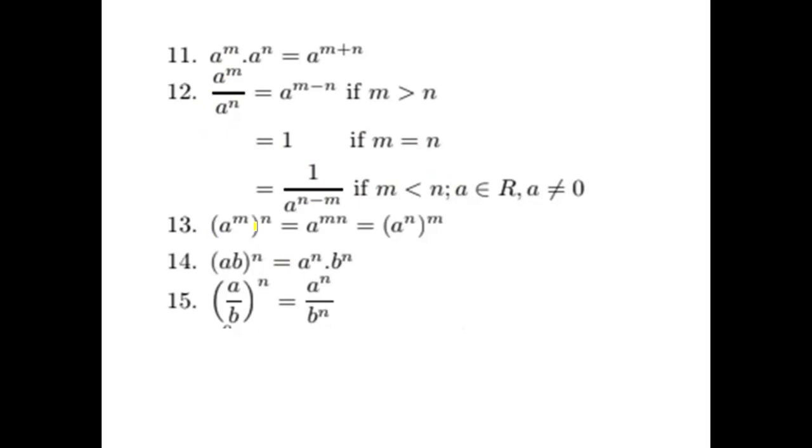Okay, next. A raised to M, raised to N. Whenever there is a raised to some raised to power, the raised to and raised to are actually multipliers to each other. So this M and N are actually the multipliers. You don't do M raised to N, you do M into N. Okay? So it is A raised to M into N, or we can do A raised to N raised to M.